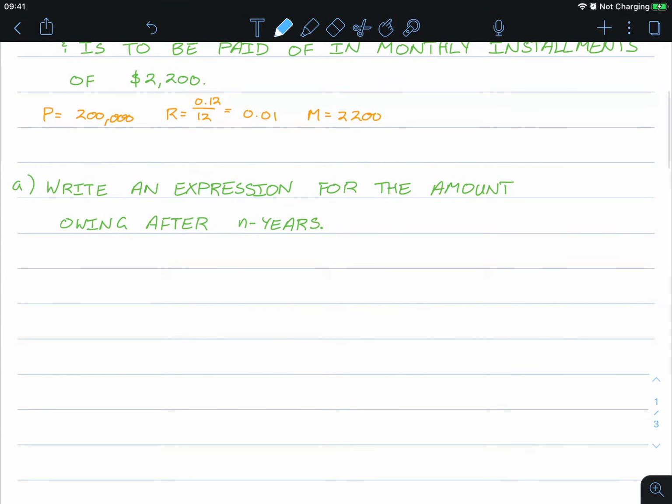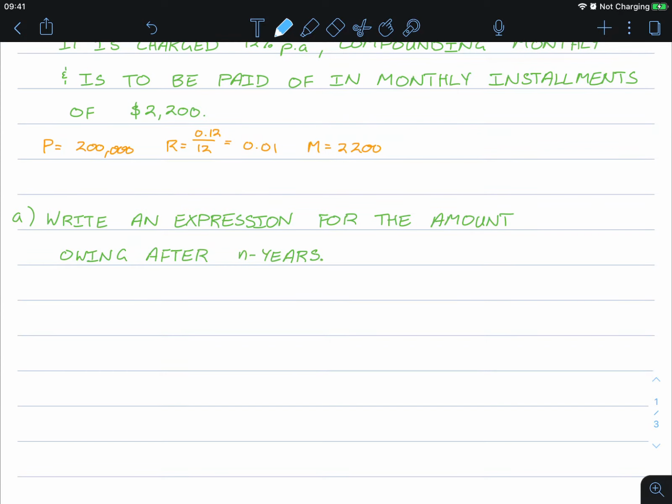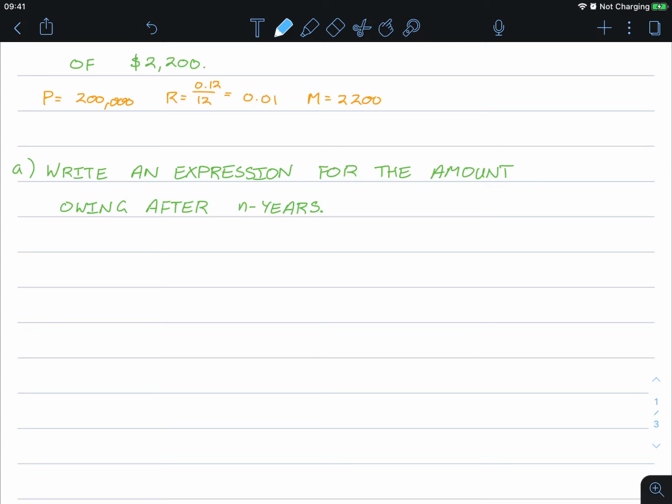So let's first write an expression for the amount owing after n number of years. Well, we always do this by breaking up the principal as a compound interest formula. So A equals P, 200,000, 1 plus R is 1.01 to the power of, well, in this case, we don't know the length of this loan.